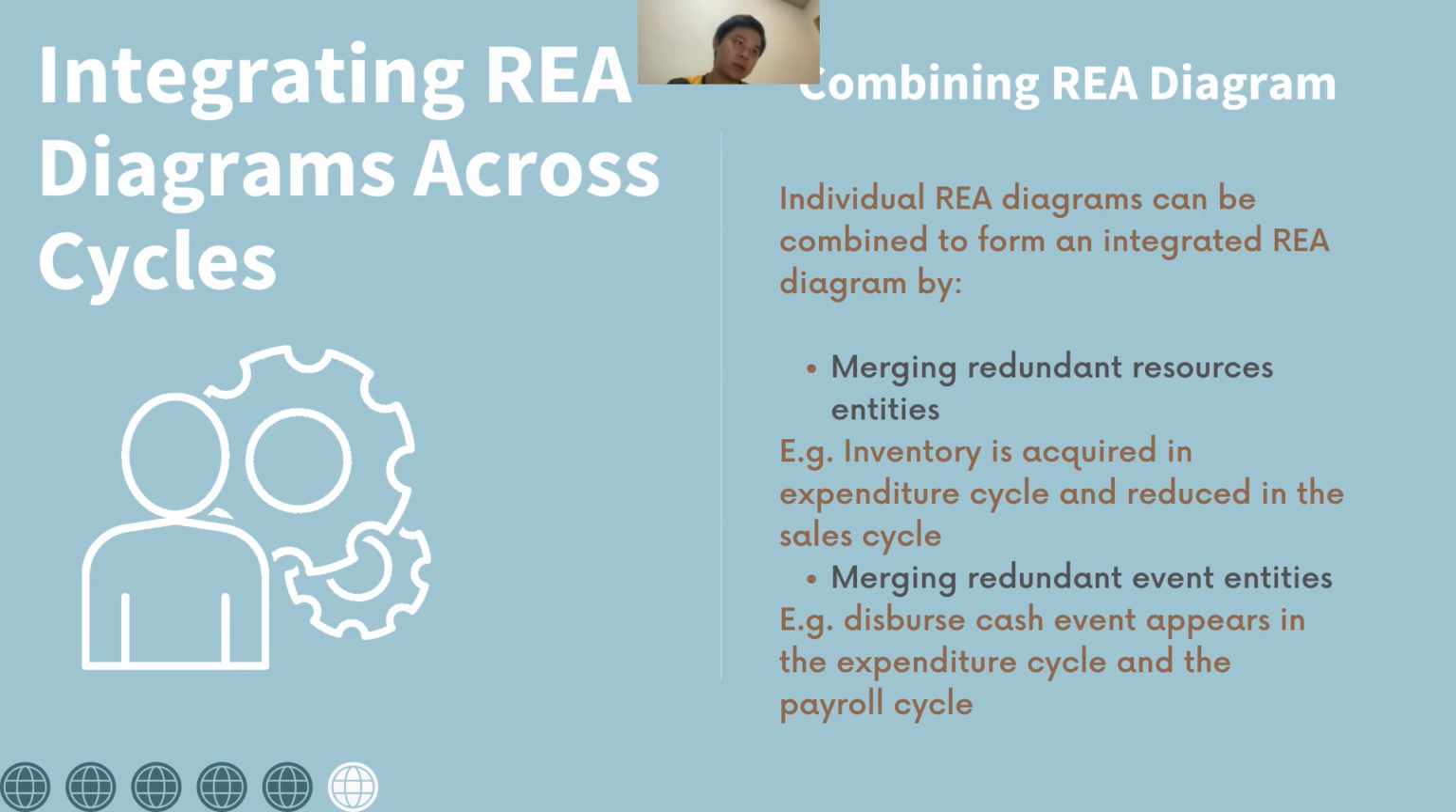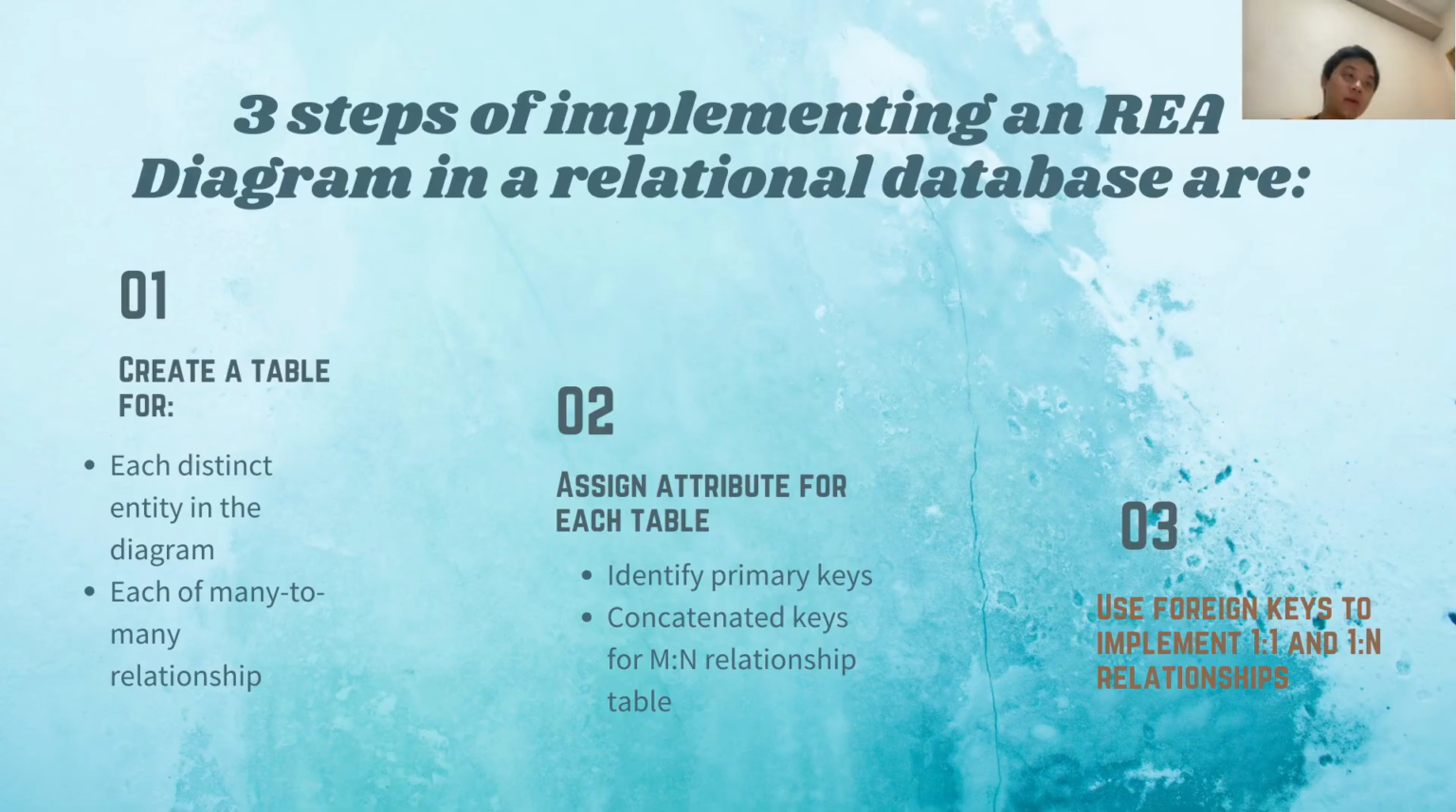The second one is merging redundant event entities. For example, some events, for example disburse cash or paying out money, may appear in multiple transaction cycles, such as the expenditure cycle and the payroll cycle. So once an REA diagram has been developed, it can be used to design a well-structured relational database.